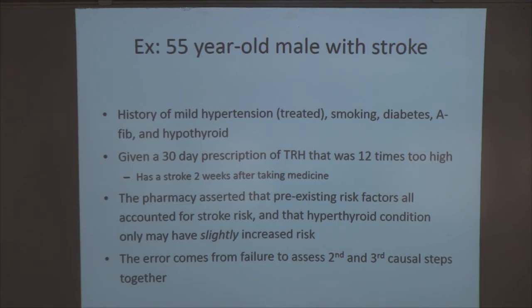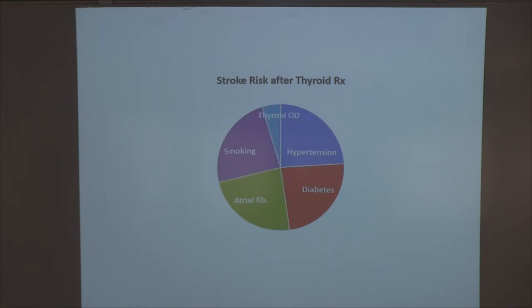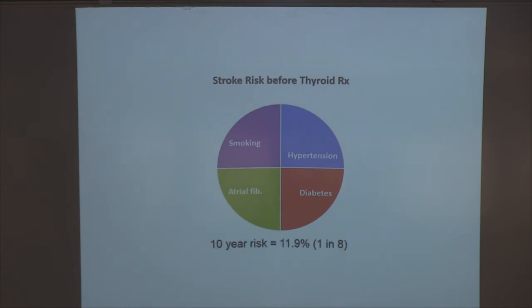So you have to look at the second two steps together. If we say this was the man before the thyroid prescription, we can actually assess what his non-thyroid overdose risk was. So this is him before, this is him afterwards. We just add a little bit of risk, right? But if we take him before and we look at what his 10-year risk is, it was 11.9%, 1 in 8. This is based on all the risk factors he had. His 1-year risk was 1.2.